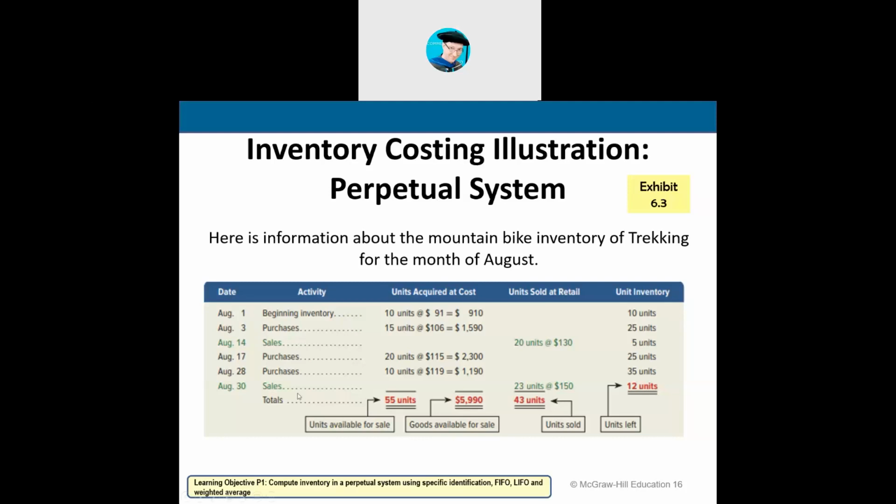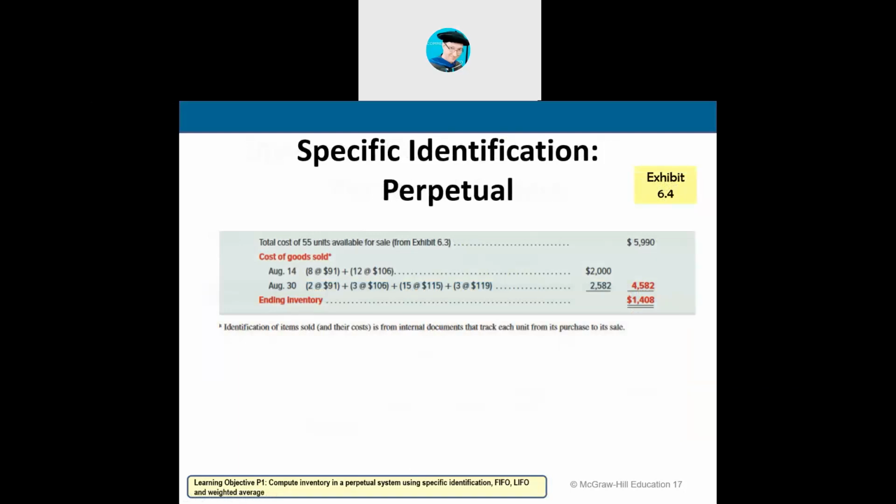This type of ledger is useful because it shows us merchandise we purchased coming in and sales that we've made going out throughout the month. And again, this is perpetual, so it's continuous, right? We're continually updating our inventory.